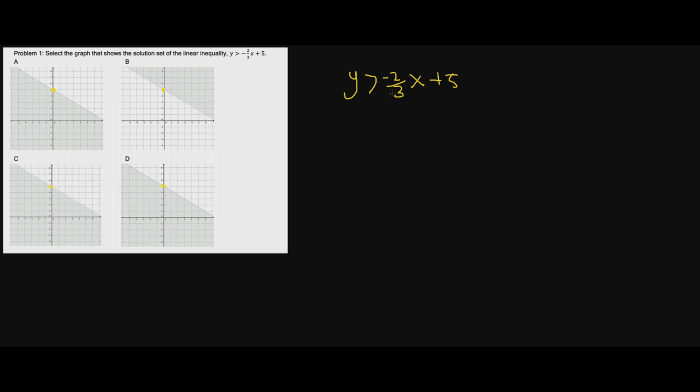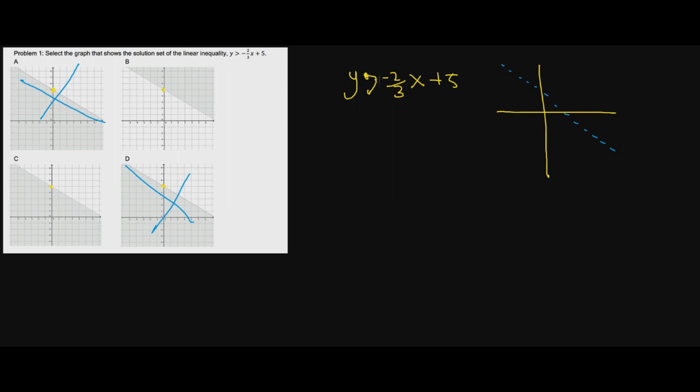Well, first things first, looking at this equation, this is y is greater than. Does it have the equal to symbol? Well, my friends, it does not. So since it does not, what does that mean on the graph? That means our graph should have a dotted line. It should not be solid because it doesn't have the equal to. So right away we know that we can cross off A and we can cross off D. So that leaves us with these two graphs.